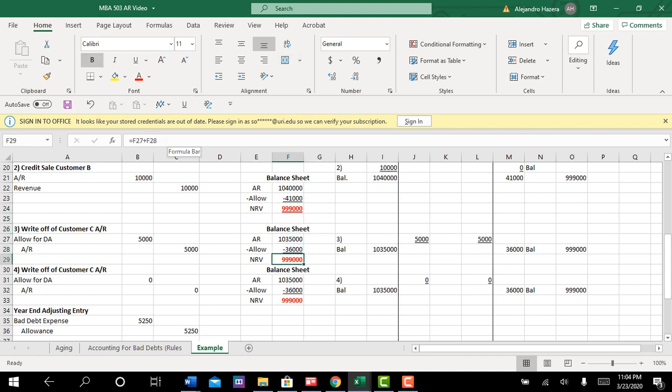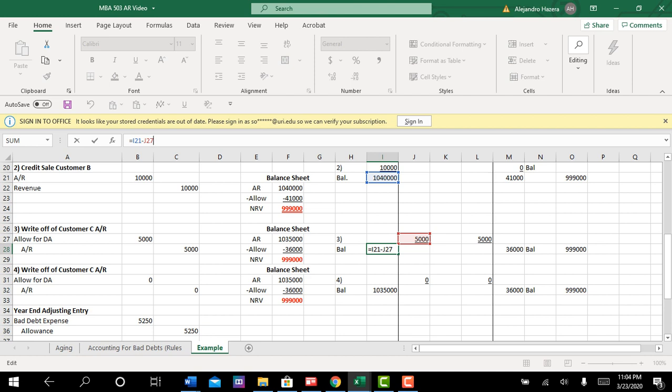And that's also true for the T account representation. The T accounts I'm just putting over here. These are just different views: this is a reporting view here, and this is a recording view here. So if you go over to the T accounts, this is your accounts receivable T account, and you'll notice that you had a balance of $1,040,000.